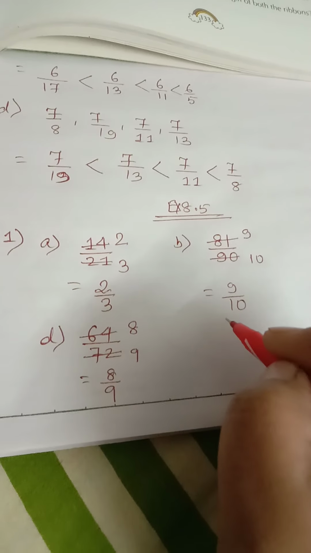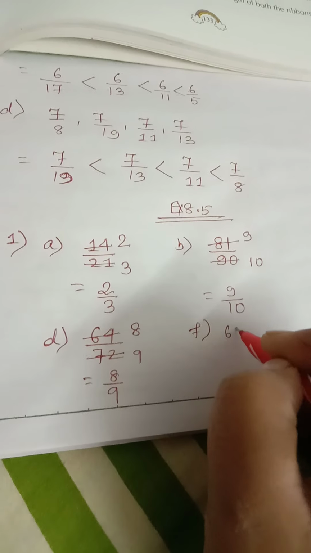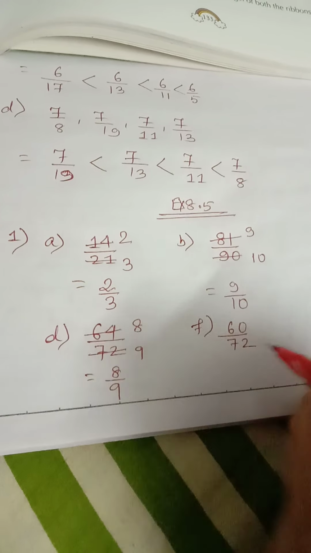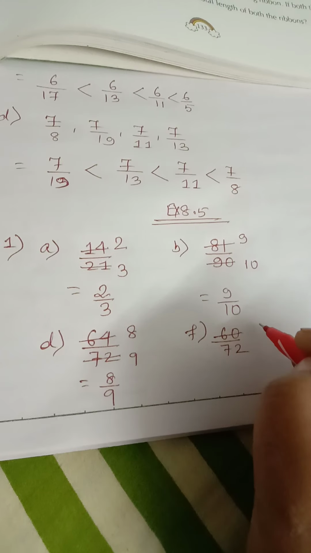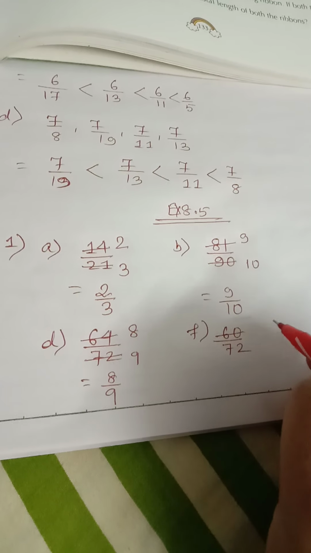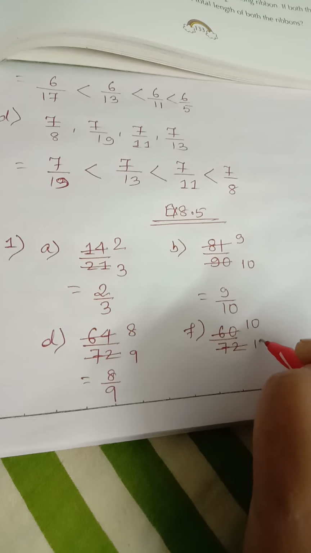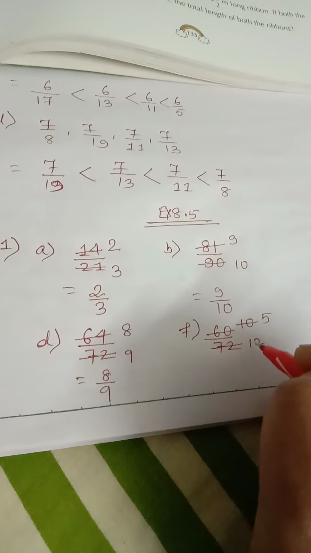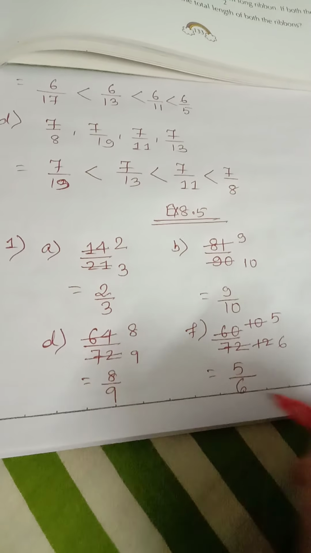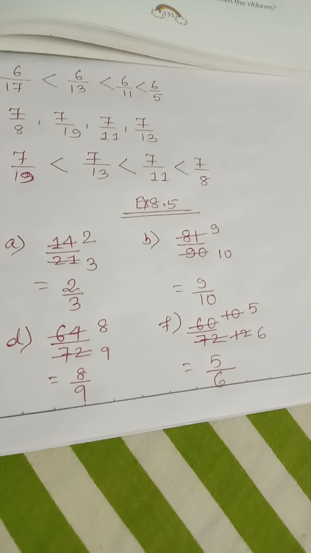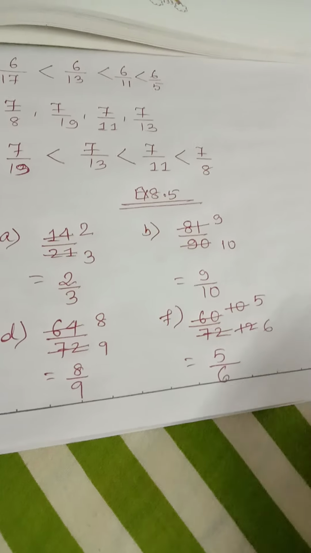Let us see question number F, 60 by 72. You start reducing with 6 10s are 60, 6 12s are 72, 2 5s are 10, 2 6s are 12. So the answer is 5 by 6. You can start with the lowest number also. As I am starting with the bigger number, it's not compulsory. You can start with the lowest number.